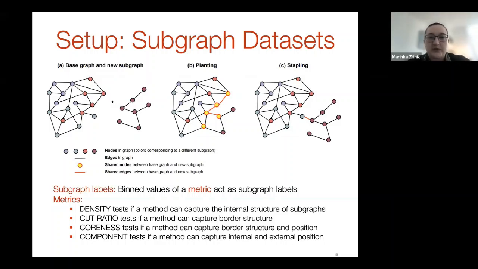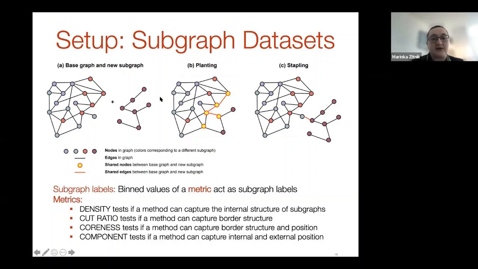First, we'll start with synthetic subgraph data sets. The way we generated them is the following. We constructed a large base graph. So this is a graph G on which many subgraphs are overlaid, attached to the graph through two different strategies that are either planting or stapling.